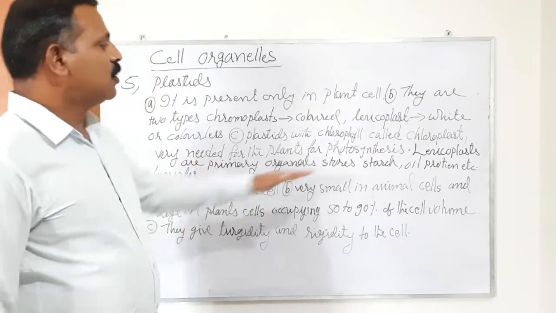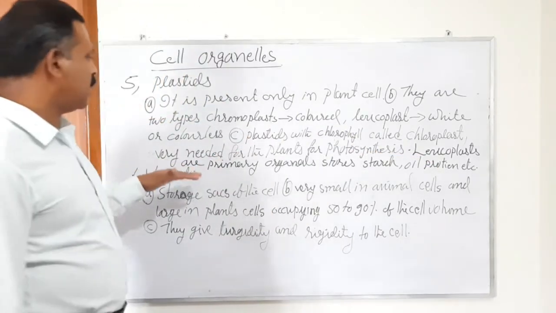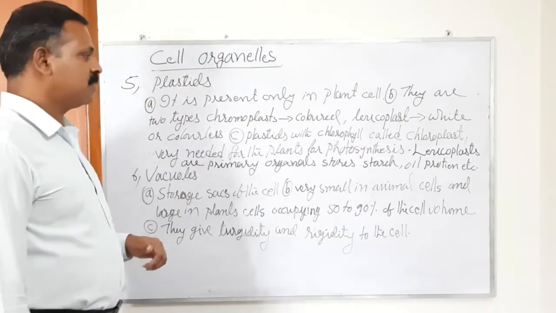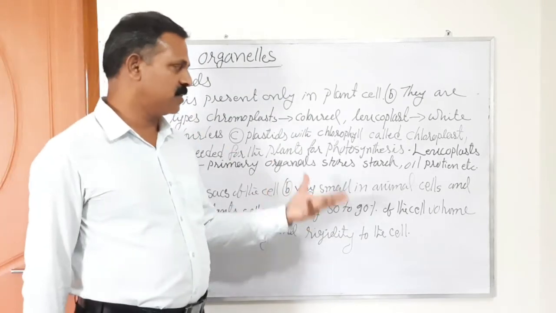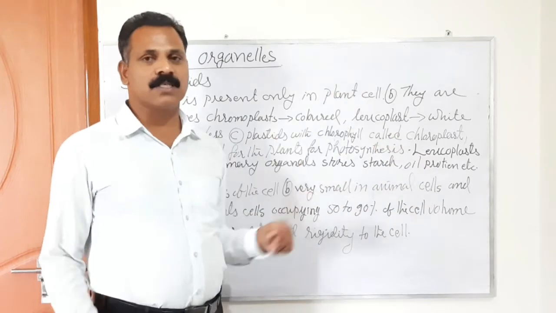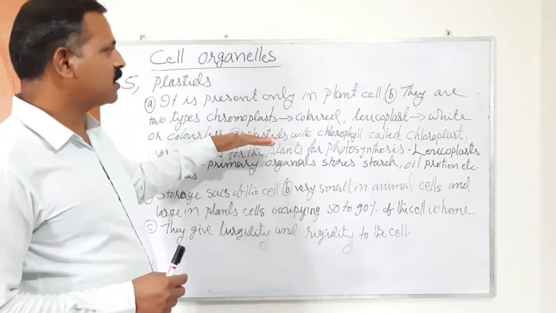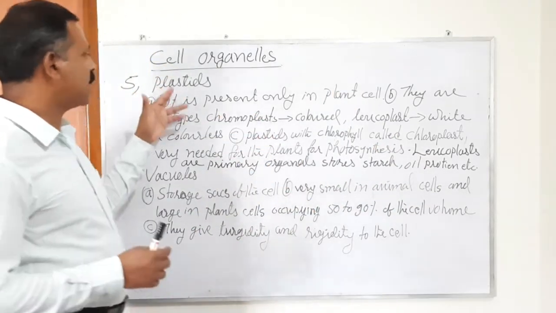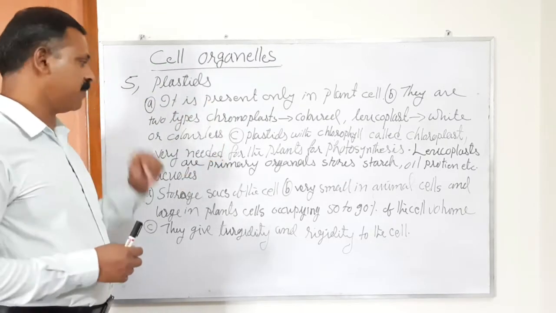Whereas leucoplasts are primary organelles. They have a storing nature. They store starch, oil, protein, etc. for the cell. So these are the two different types of plastids present in a cell.